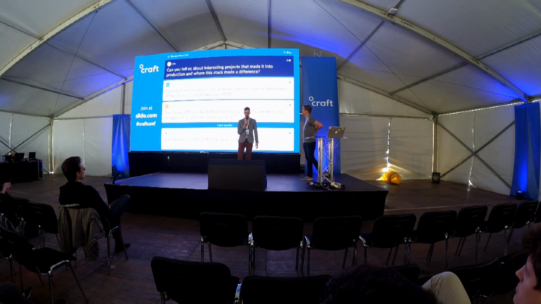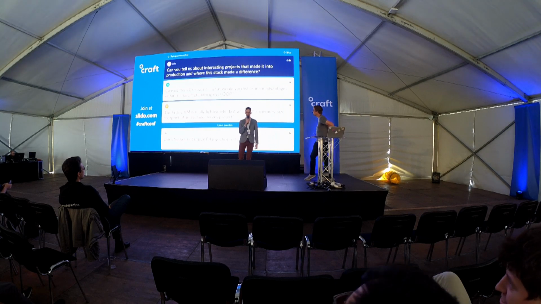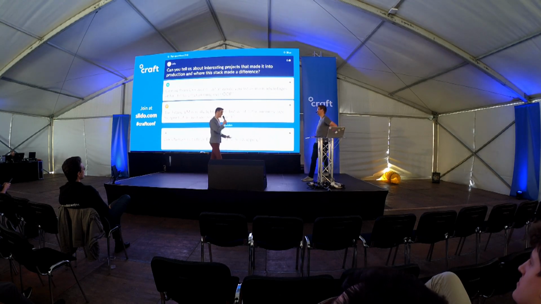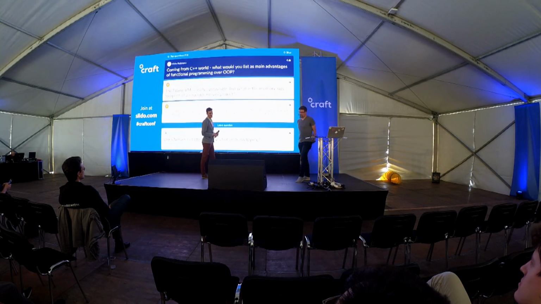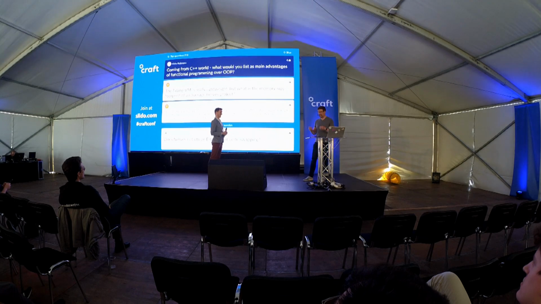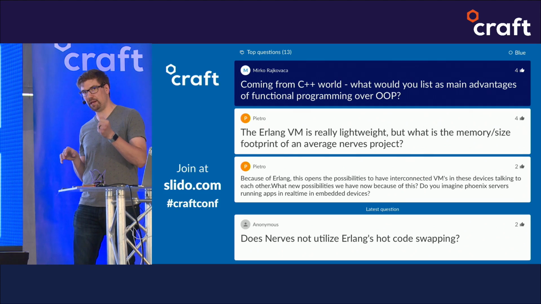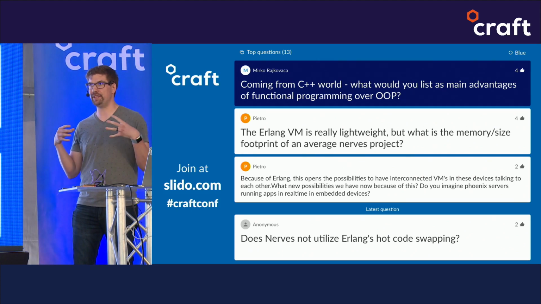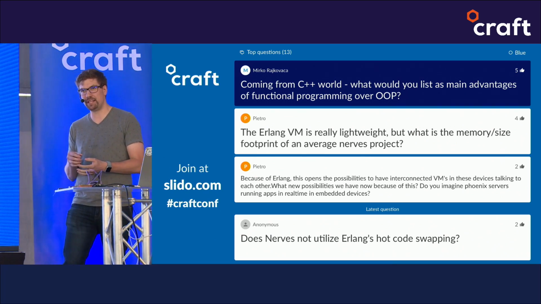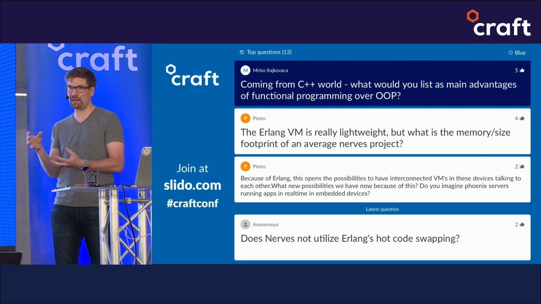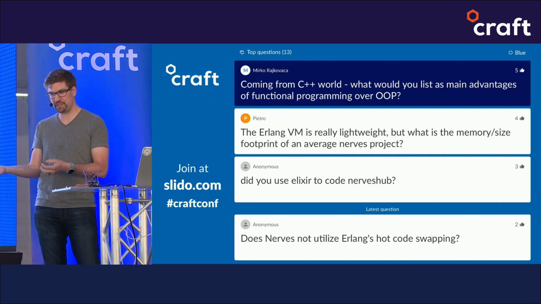Mirko is asking, coming from a C++ world, what would you list as a main advantage of functional programming over object-oriented programming? I would say the main advantage that we've seen is that the actor model and functional programming paradigms that exist in Elixir and Erlang allowed us to think about systems more as state machines, and it creates less spaghetti code when it comes to all the callback spaghetti that you usually get when implementing this in other languages.